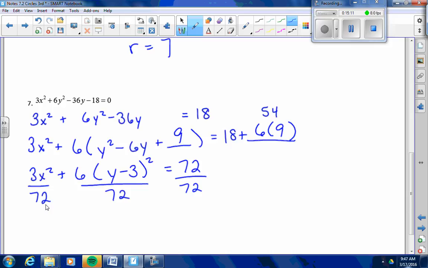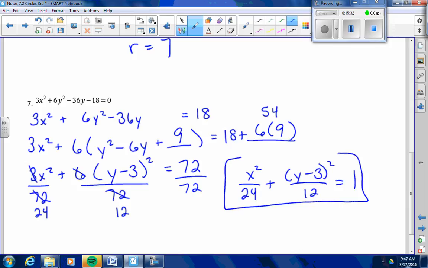3 goes into 72 how many times? 24. 6 goes into 72 how many times? 12. So our equation is x squared over 24 plus (y - 3) squared over 12 equals 1. Now, I want you to pay attention. Look at the a squared. Which number is a squared? 24. So when I do the square root of it, is it going to be a nice pretty number?